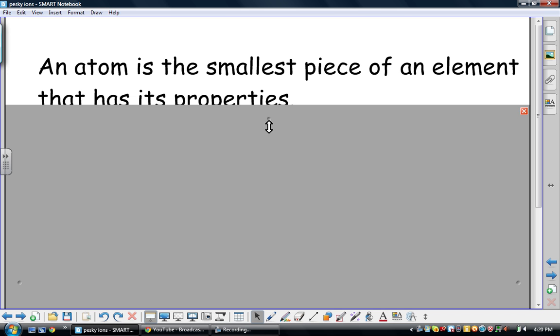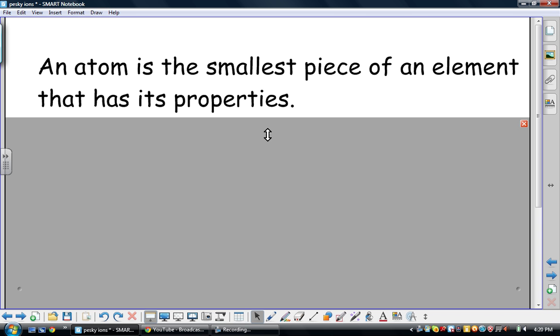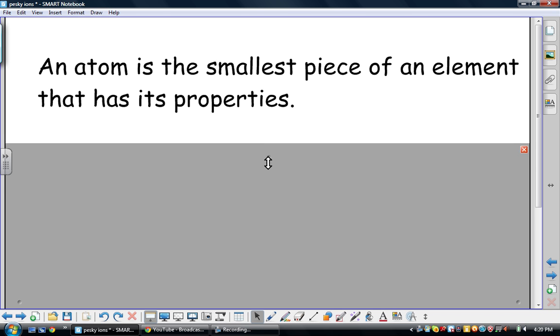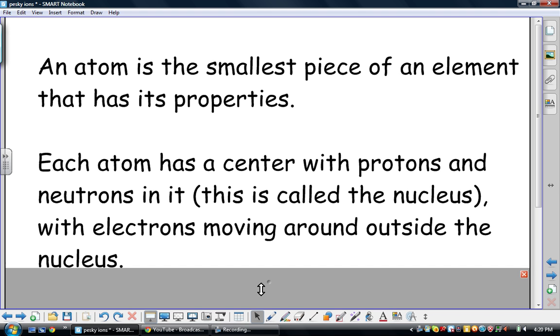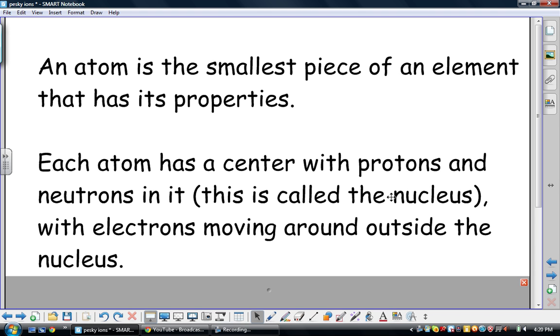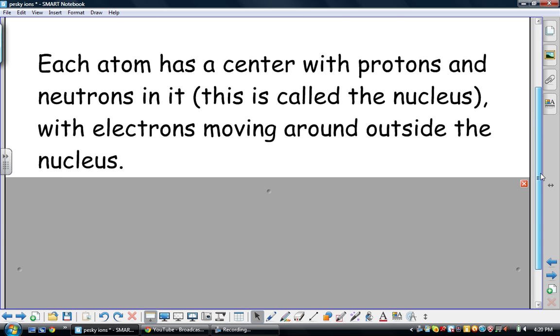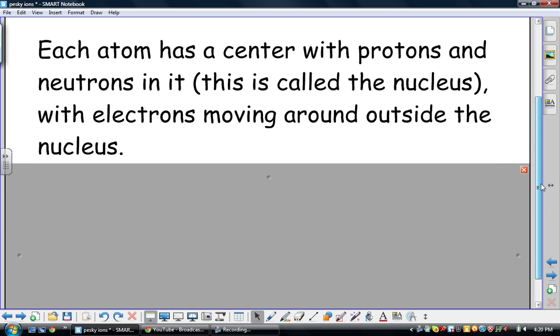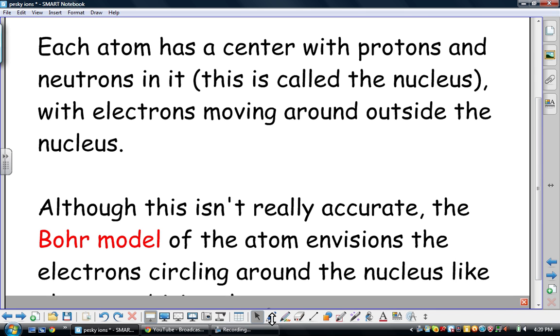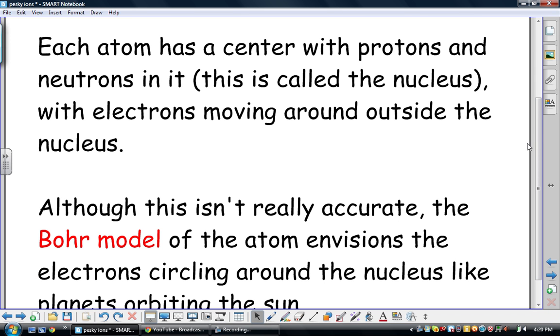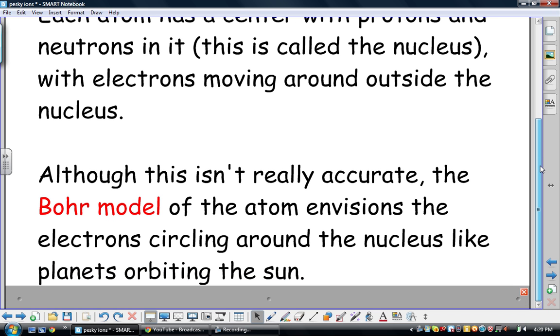I'm going to summarize a little bit. First off, an atom is the smallest piece of an element that has its properties. Each atom has a center part with protons and neutrons in it. These are called the nucleus. And it has electrons moving around the outside of the nucleus. These three things, protons, neutrons, and electrons, are called subatomic particles. Although it isn't really accurate, the Bohr model, which is the model that we're using in class, envisions the electrons circling around the nucleus like planets orbit around the sun.